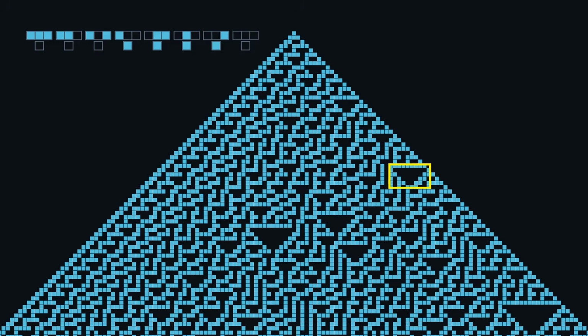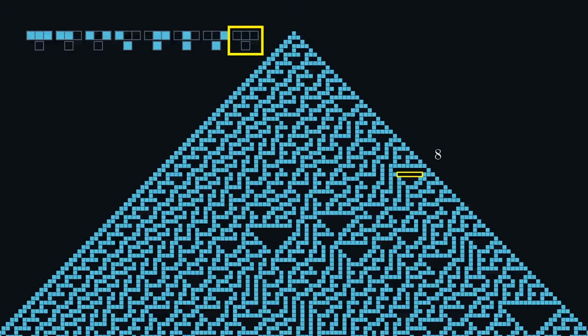Take this triangle. The top row is a block of 8 consecutive black squares. These are bookended by blue squares. Let's follow the rule from here. Since 3 consecutive black squares produce a black square on the next step, a long block of black squares will produce another block of black squares, just possibly shorter.